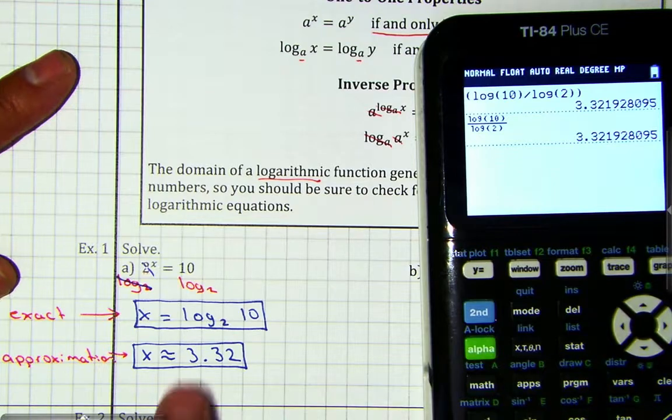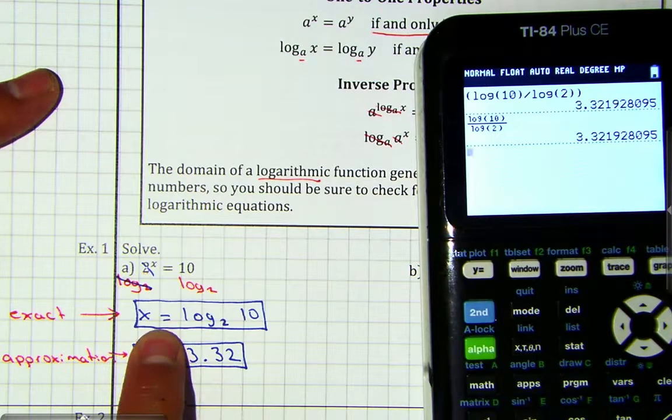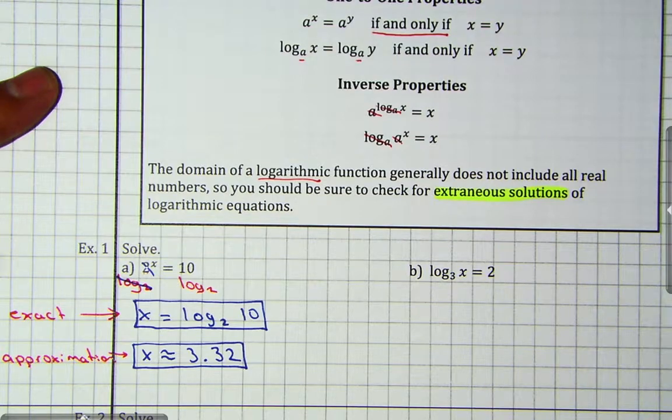And if you do have an approximation, I do need to be able to see the approximation sign or symbol instead of the equal sign. And that's it. So solving logs and exponential functions are very easy.